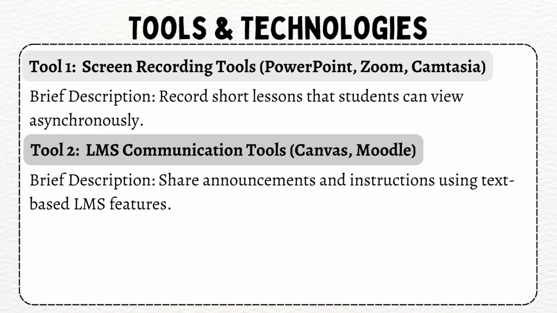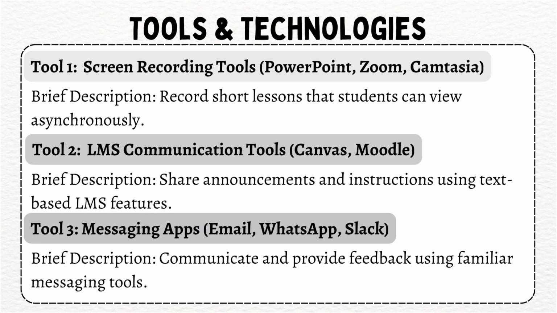LMS communication tools, including announcements and messaging in Canvas or Moodle, support clear text-based communication. These tools are often mobile friendly and help students stay informed without requiring live sessions. Messaging apps such as email, WhatsApp, or Slack can also support communication and feedback. Using tools students already check regularly helps maintain instructor presence while accommodating varied access and schedules.